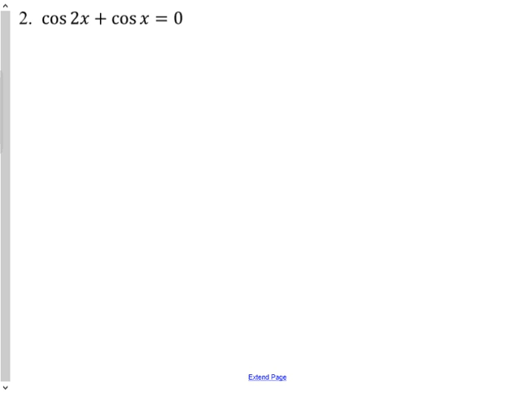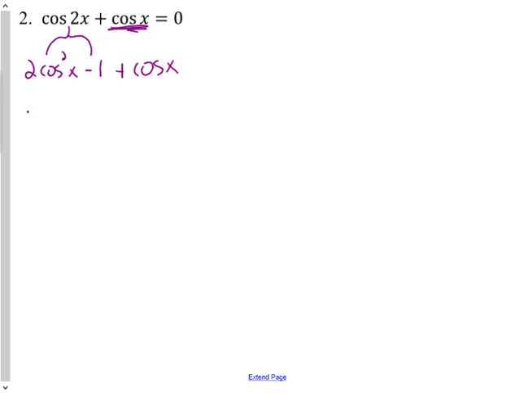Next, cosine of 2x plus cosine of x. Now, this one is the most flexible, right? We can plug in 2 cosine squared of x minus 1. We could also plug in 1 minus 2 sine squared of x. Now, because we already have a cosine of x, we want to plug in the cosine version, right? So now we're just plugging in 2 cosine squared of x minus 1 plus cosine of x.